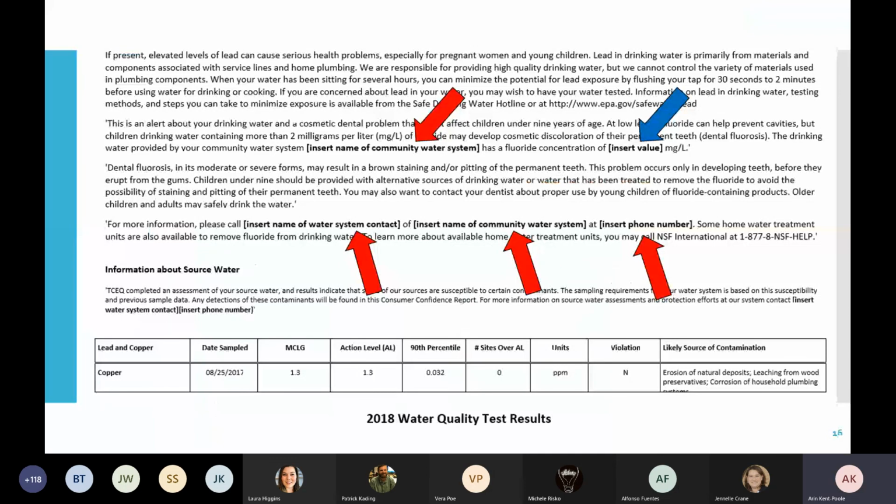The next page will include required health information. And if your system exceeded the secondary maximum contaminant level for fluoride, there will be an extra section to fill out indicating the level present and who to contact for information. You must fill out this information as it is also part of the required language for the CCR. Remember, the public water system contact should be a representative of the system and not a TCEQ contact. To find the value for the fluoride concentration, use the table found in the body of the CCR and use the highest level detected to fill in the blank indicated by that blue arrow.